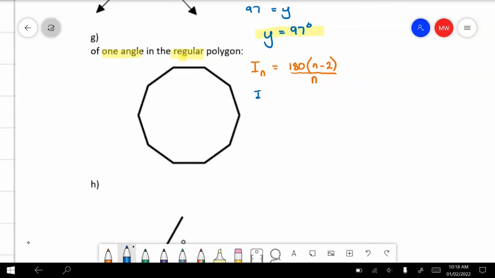And so the individual angle is going to be 180. N stands for the number of angles, so we've got 10 minus 2 all over 10. So that's going to be 180 multiplied by 8 all over 10. Don't forget BODMAS, you've got to do brackets before multiplication. So each individual angle will be 143 degrees.